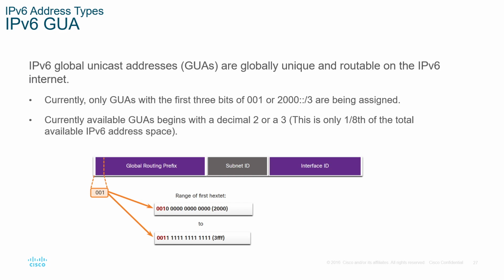So these GUAs come from and are tied to the internet. These are public addresses, and they're handed to you by the ISP. All right. So currently, they say 1/8 of the total IPv6 space is being handed out. So maybe they're slow rolling companies on.